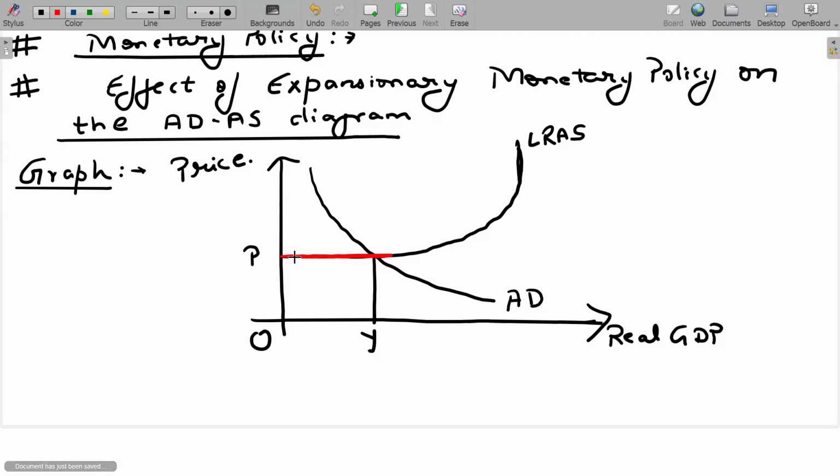An expansionary monetary policy, we all know, directly impacts the aggregate demand. Let's say the central banks cut the interest rates. When interest rates fall, spending goes up, investment goes up. As a result, aggregate demand goes up, because students can recall that aggregate demand includes consumption, investment, government spending, and net exports.